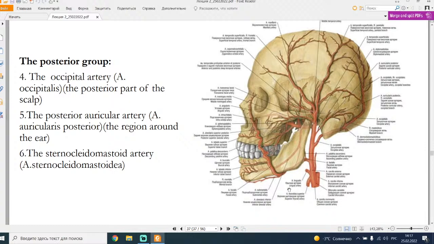And next, the sternocleidomastoid artery, arteria sternocleidomastoidea. Together these form the posterior group: occipital artery, posterior auricular artery, and sternocleidomastoid artery. Posterior group.